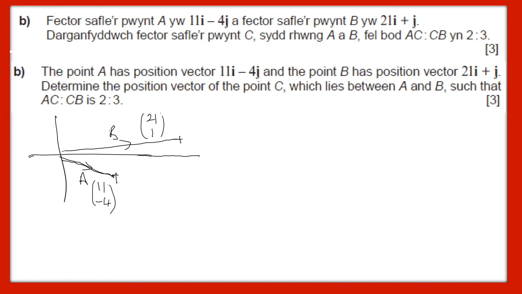Now, we've got a position vector of a point C. It lies between A and B, so that the ratio is 2 to 3. Clearly that means that C is somewhere on this line here, and it's closer to A than it is to B, because the ratio is 2 to 3, and the A to C bit is smaller than the C to B bit. So this is where my C is.